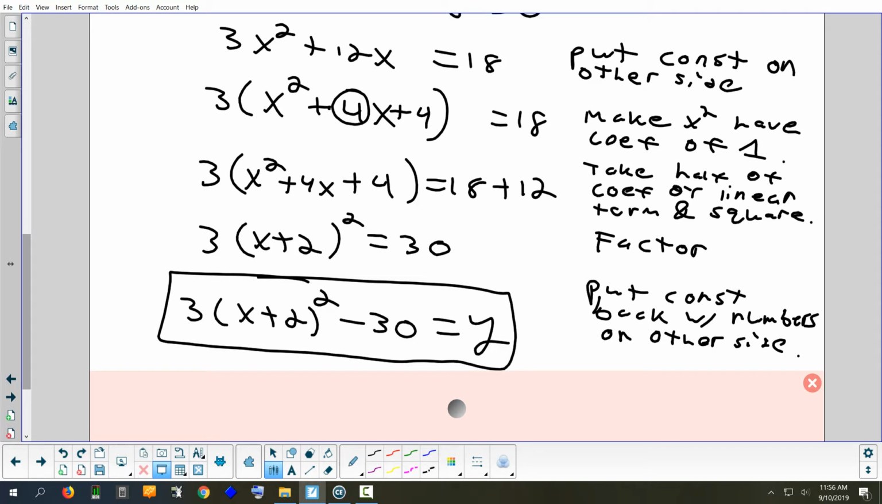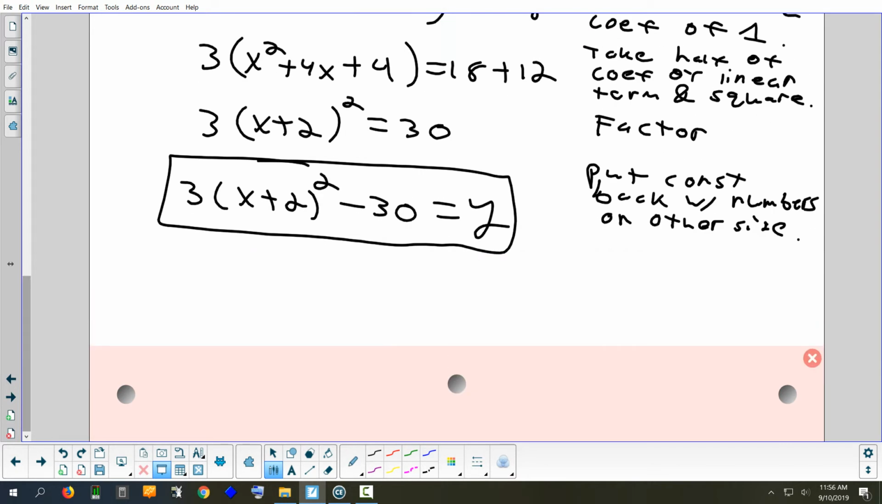Now, how many transformations do I have? Let's see, 1, 2, 3. 3 transformations. What's the first one?